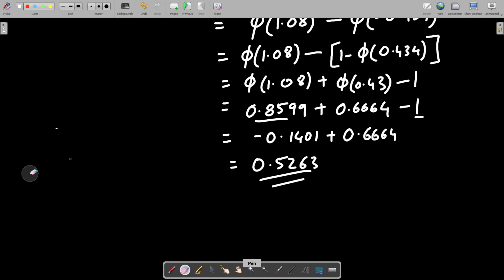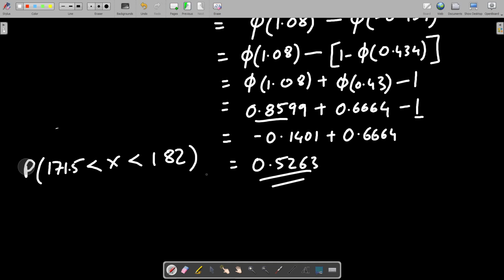So thus probability of 171.5 less than x less than 182 is equal to this number. Correct? No? Calculator. Correct?